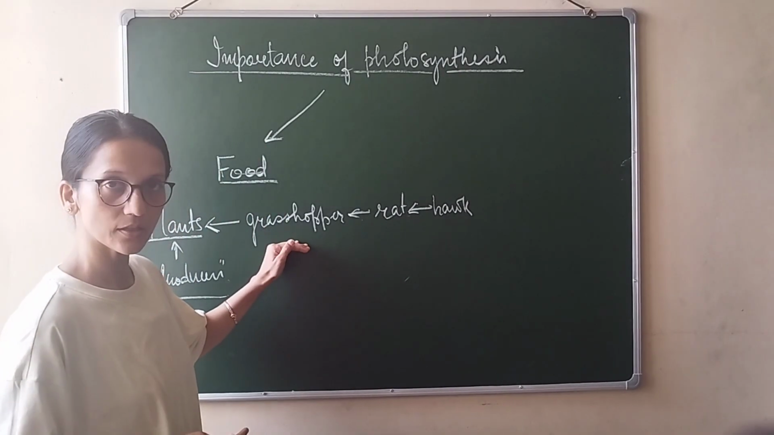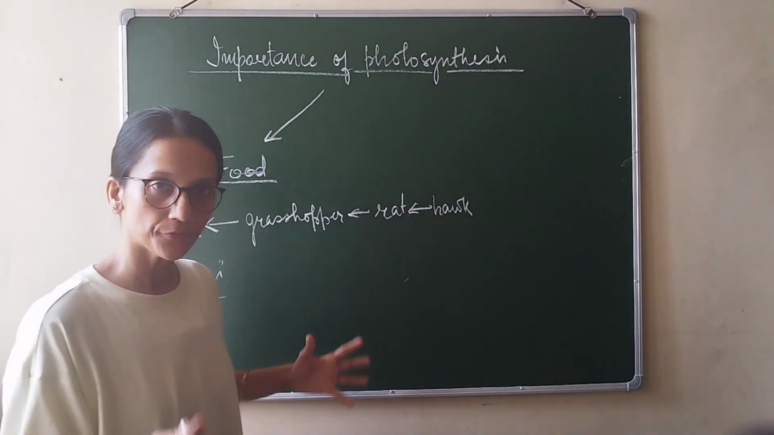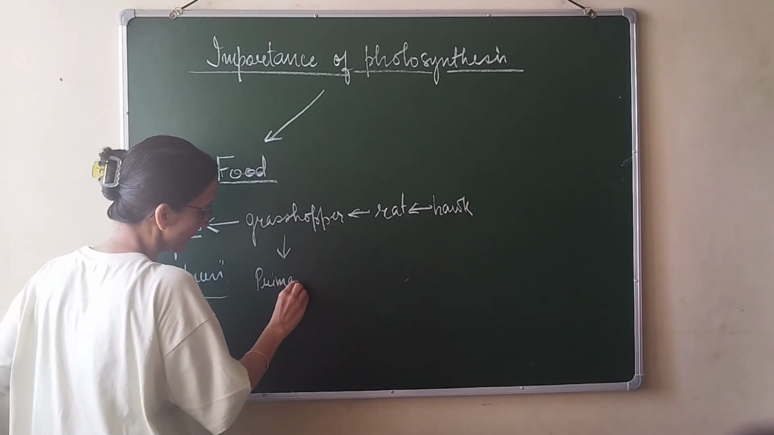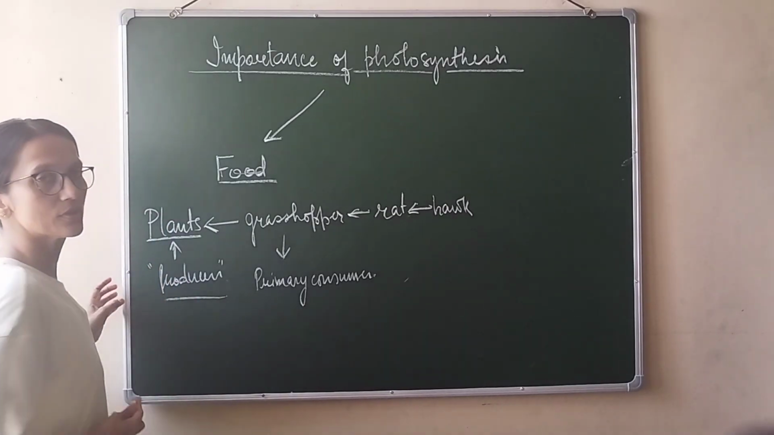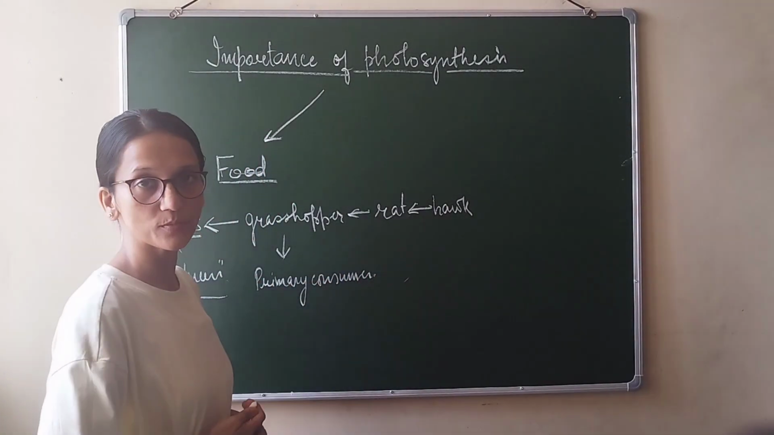The grasshopper is a consumer, the rat is also a consumer, and the hawk is also a consumer. Difference बस ये है, the grasshopper is a primary consumer. क्यों? Because ये directly producer से food obtain करता है.